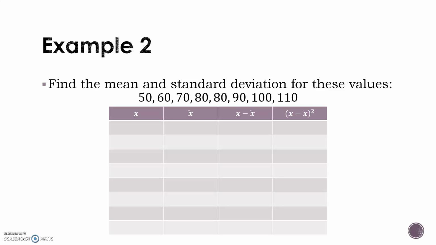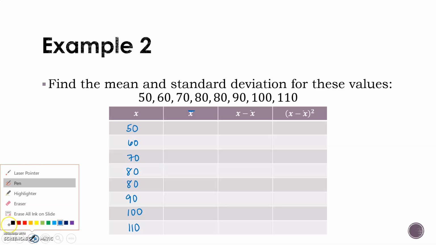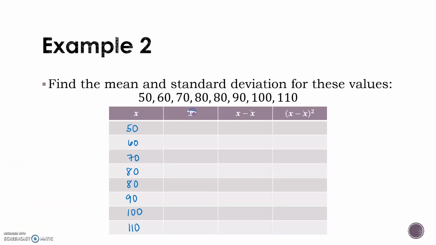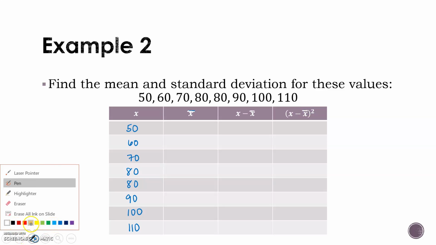We're going to start by listing out our values. We've got 50, 60, 70, 80, 80, 90, 100, and 110. Then this, it's not really showing up well. It should say X bar. I'm finding X bar, let me fix that. Here we go. X bar. Don't know why it's not showing up. Sorry about that. All right, let's switch it up.